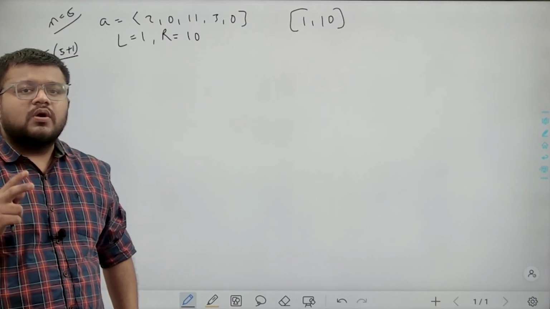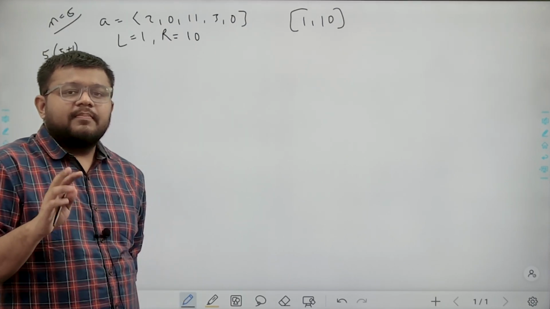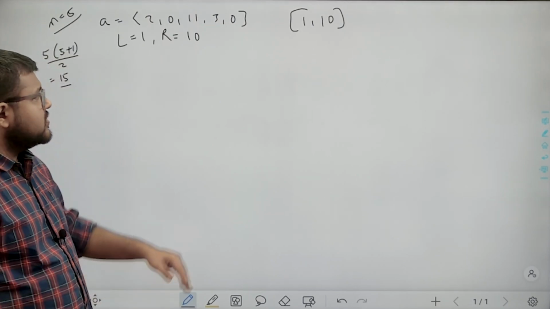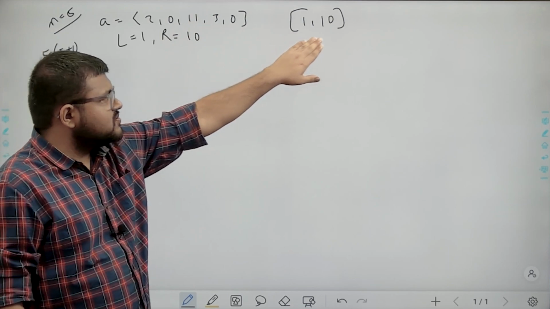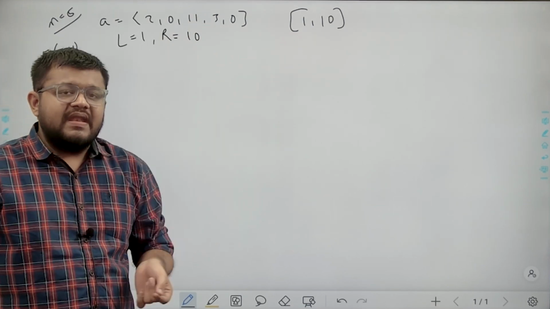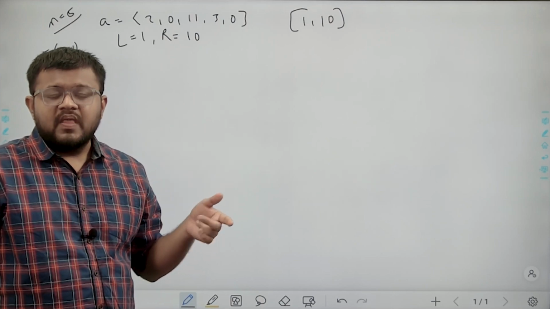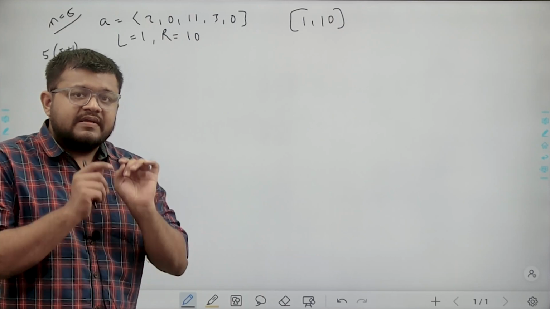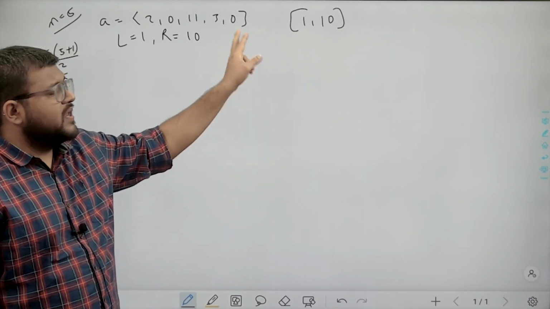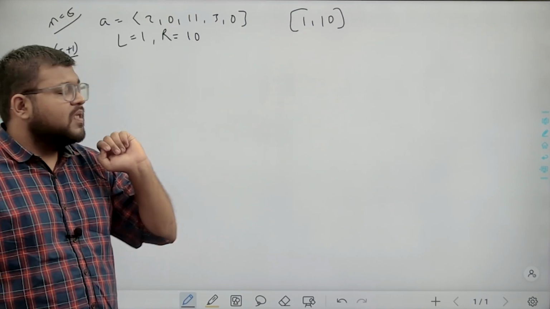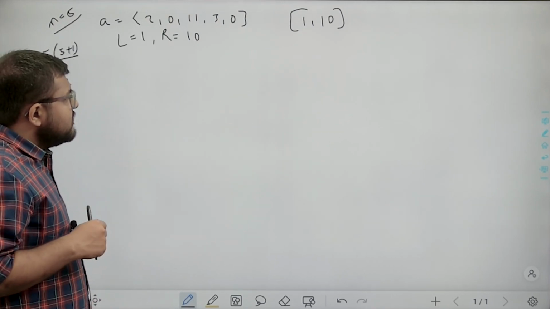Also, I do not want the subarrays where the maximum value is less than L, right? I want the subarrays where the maximum value is between L and R. It means that I cannot have any element which is greater than R, but I can have elements which are less than L, given there is at least one element between L and R and no element greater than R. Okay, so now what is the easier way to do this?